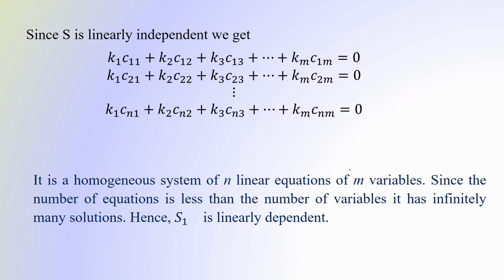It is a homogeneous system of linear equations in m variables. Since the number of equations is less than the number of variables, it has infinitely many solutions. So you can have k1 equal to something, k2 equal to something. At least one solution contains a non-zero value for some k1, k2 or kn. So that means it is a linearly dependent solution.